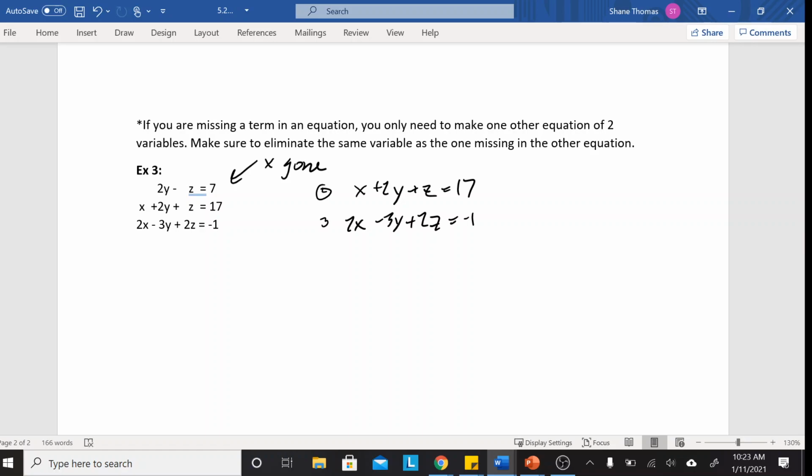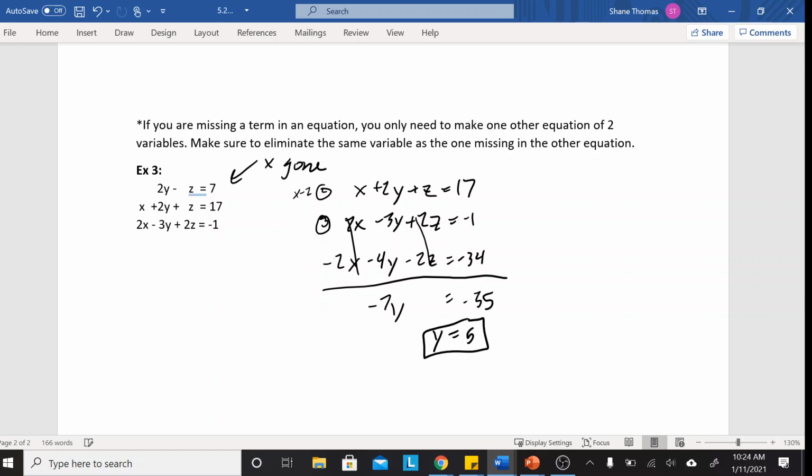Again, I just took 2 and 3. So if I want to eliminate x, I got an x and a 2x. Let's multiply the first one by negative 2. That's going to give me negative 2x minus 4y minus 2z equals negative 34. Okay, straight down, x gone, negative 7y. And actually, my z's cancel out too, which makes this even better yet. It's going to give me negative 7y equals negative 35. So y is going to be 5. Boom, 1 done.